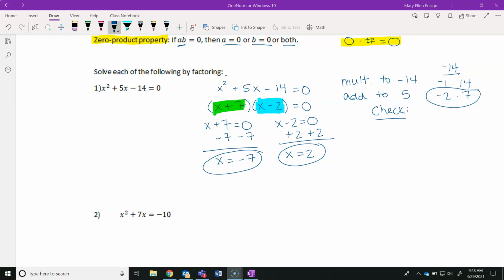So just like any other check, we plug in our answer into the equation and make sure that that answer really does make that equation true, make the two sides equal. So we have two parts to our check. First, we check x equals negative 7, see if that works, and then we check x equals 2. You have to check both because it's possible that I would have one right and one wrong.